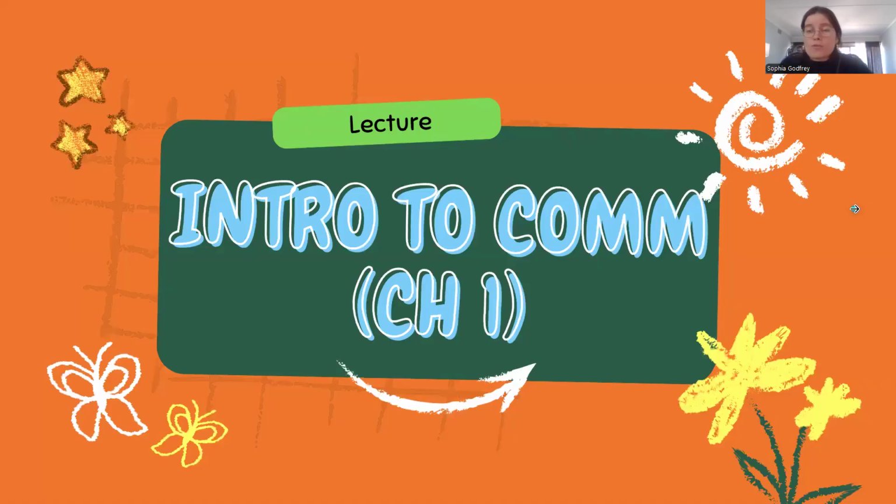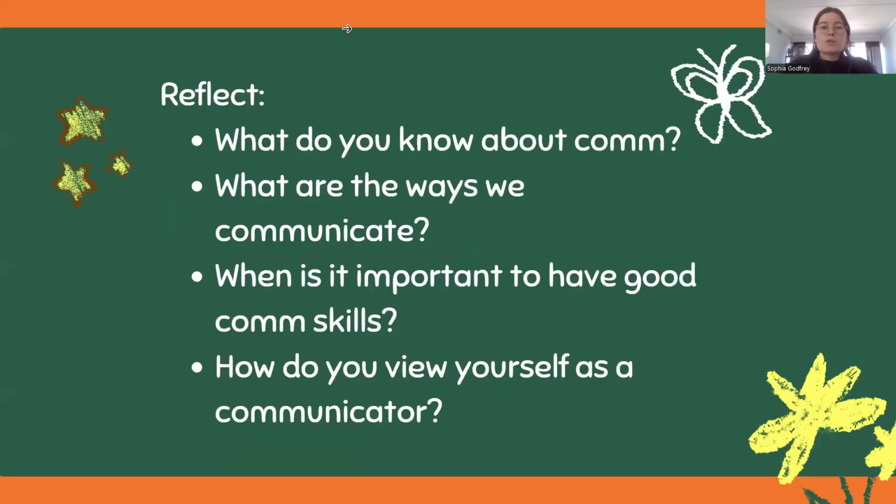So today we're going to go over chapter 1 in our book, Intro to Communication. First off, I want you to reflect on some of these questions. First, what do you know about communication? I already asked you this in your introduction, so that's going to be an easy one. Next, what are the ways that we communicate? What are some examples of that? Third, when is it important to have good communication skills? And lastly, how do you view yourself as a communicator?